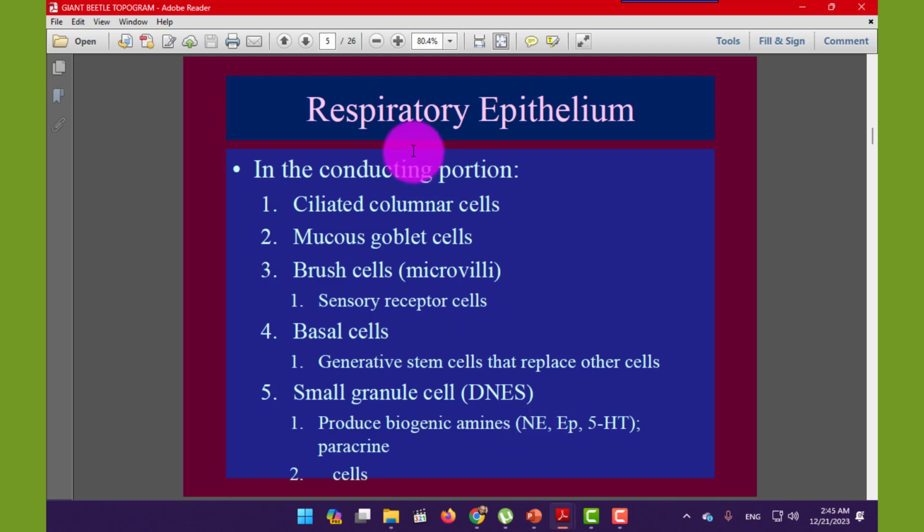Respiratory epithelium in the conducting portion: ciliated columnar cells, mucous goblet cells, brush cells, sensory receptors, basal cells, which are generative stem cells that replace other cells, and small granule cells that produce biogenic amines, paracrine cells.